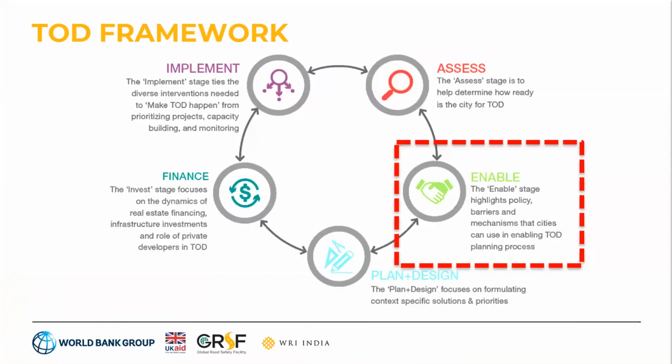In our previous session, we had discussed the 5-step TOD framework, and enable is one of the important steps as it strives to create an enabling environment for implementing successful TODs. It highlights policy, barriers, and mechanisms that cities can use in the TOD planning process. It aims to institutionalize processes and objectives of TOD, build local capacity at both institution and civil society level, and pursue policy and financial reforms conducive for successful implementation. Besides this, we also discussed that in our experience so far, TOD project stages include road safety as an embedded element and not as an exclusive asset or outcome of the project. It is always a derivative. Hence, in this section, we will focus on the exclusive positioning of road safety in the enable stage. Next, please.